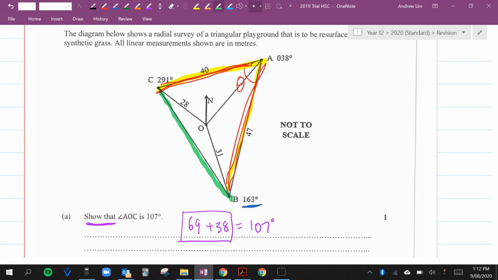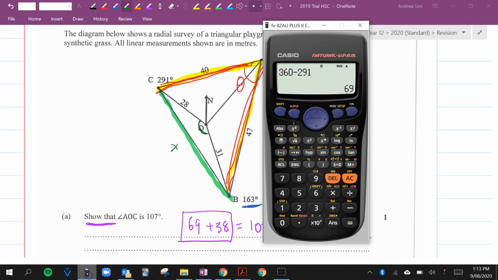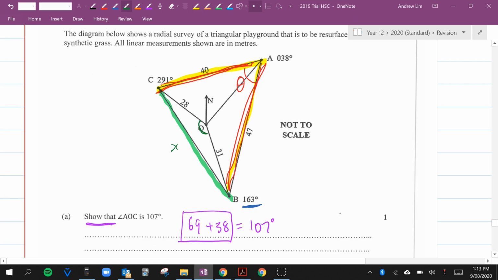So this side here, let's call this x. I've already worked out from before that this is 291 minus 163, 128 degrees. And what I can do is use this smaller triangle to work out the length of x by using the cosine rule.